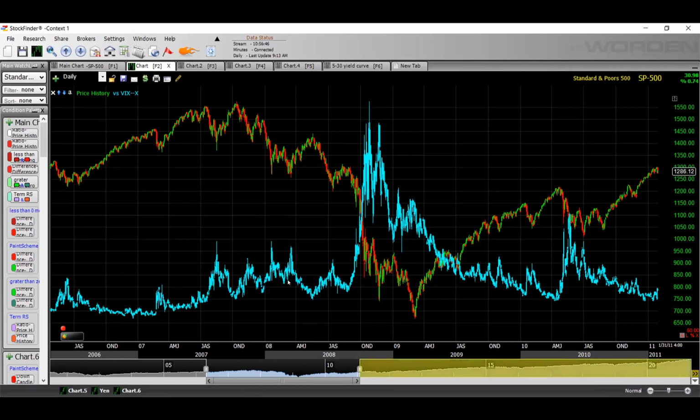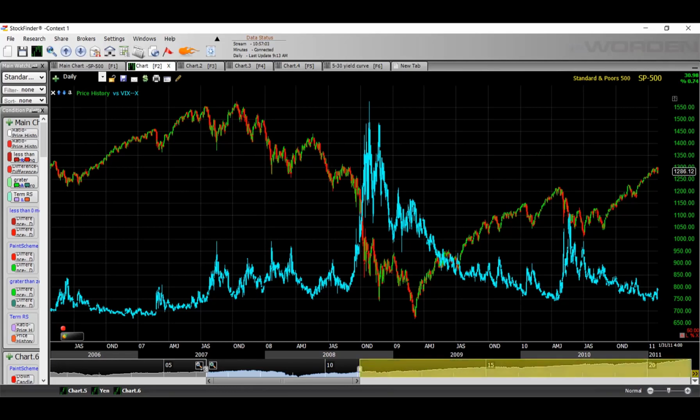What are your favorite inverse ETFs for the Qs and the SPYs? To me, it doesn't matter that much. I'll use SPXU or something like that.